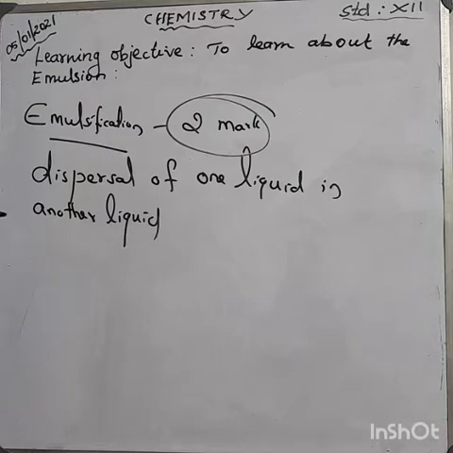Here, a small amount of one substance is added for mixing the 2 liquids. That is called the emulsifying agent. There are several types of emulsifier. We know some of them.